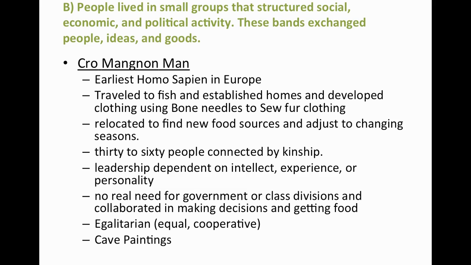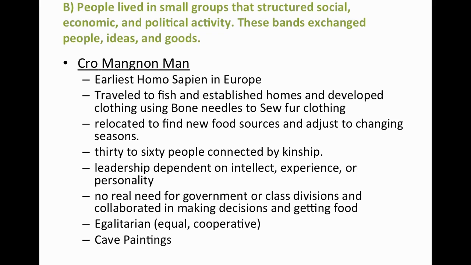We talked about how these groups were egalitarian. There was no political structure per se. There was leadership. The leader of these small kinships would be the most intelligent, the most experienced. There was really no need for government or class divisions because these small groups would collaborate and work together to hunt, to defend their community, and to fish. And again, we call this a cooperative society, an egalitarian society.